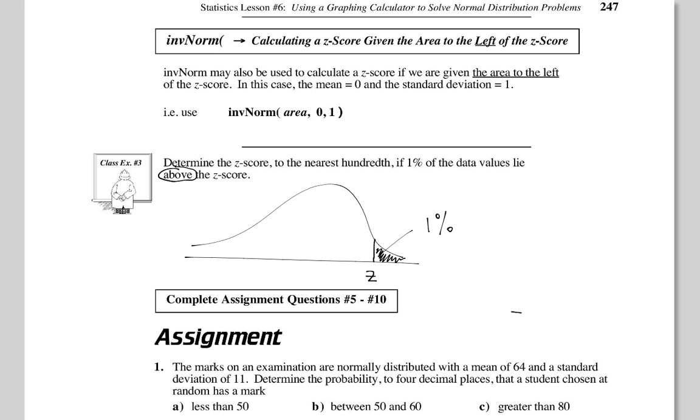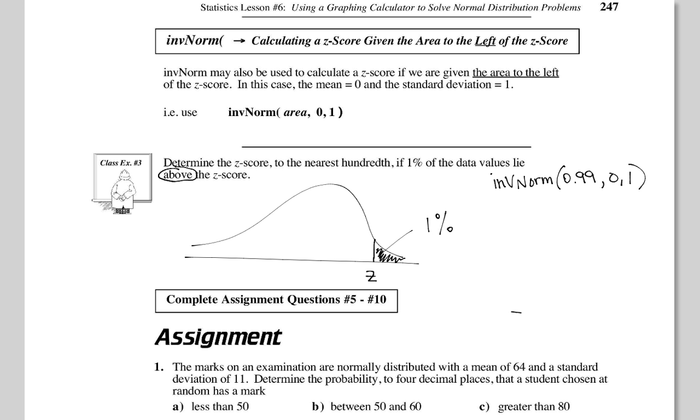But that z-score, if you remember back on the chart, the z-scores always calculate the area to the left. So when I put this into my calculator, I can't put in the 1%. When I do this calculation, I'm going to go inv norm, and I'm going to go 0.9901, because the z-score is for 99% of the data to the left of it, not the 1% above. And then why do I have 0, 1? Because for normal distributions, the z-score is 0 for the average and has a standard deviation of 1. 0 and 1 for the normal distribution.